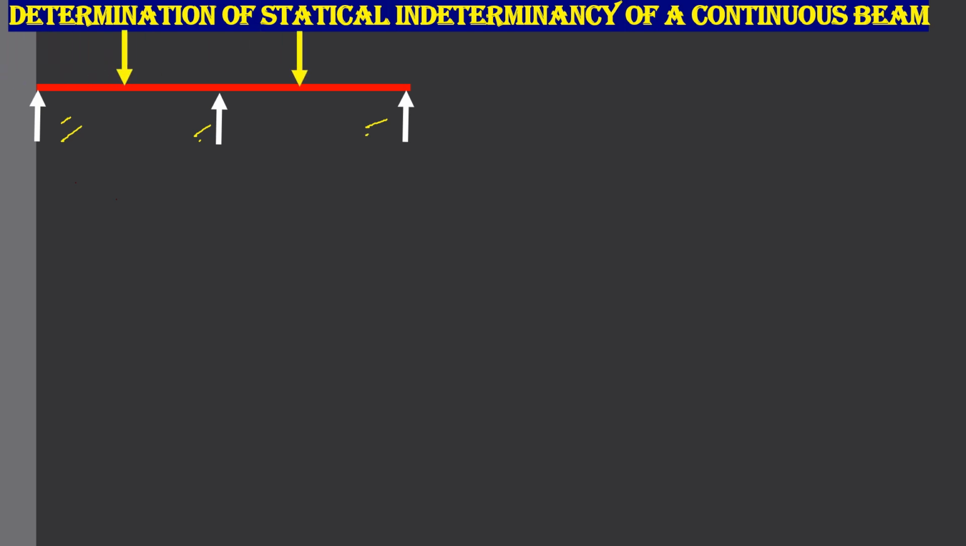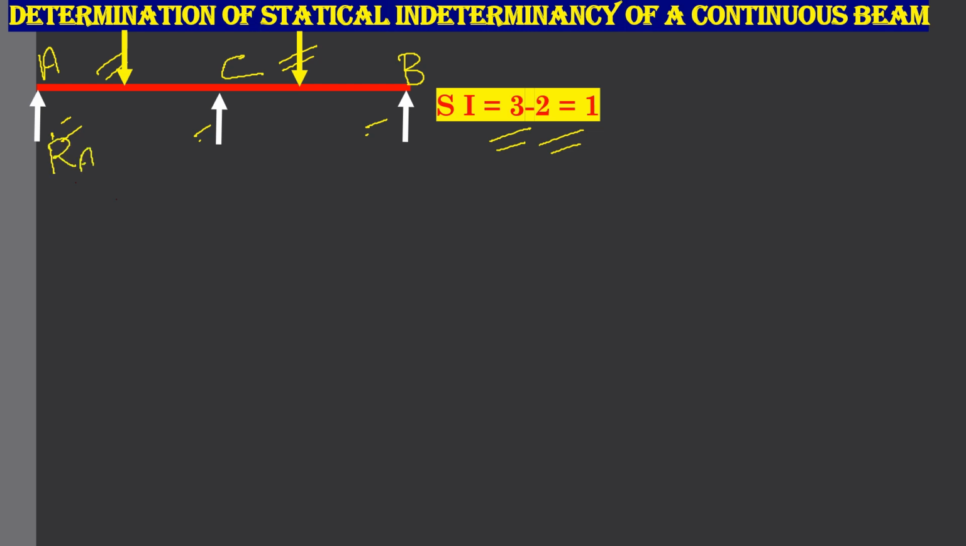Now there are two vertical loads given on the supports. Therefore the statical indeterminacy is 3 minus 2. 3 is the number of reactions. If we take the left support as A, the right support as B and the center support as C, we have the reactions RA, RB and RC. Therefore, our R is equal to 3, unknown reactions is equal to 3.